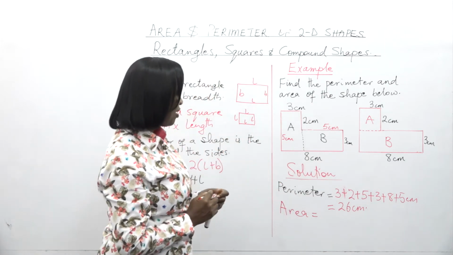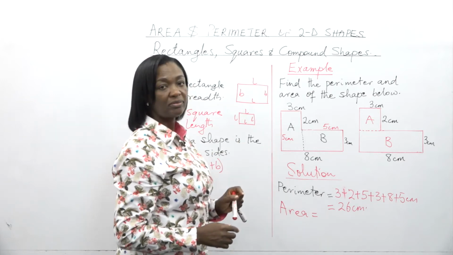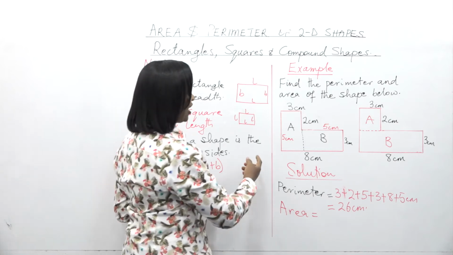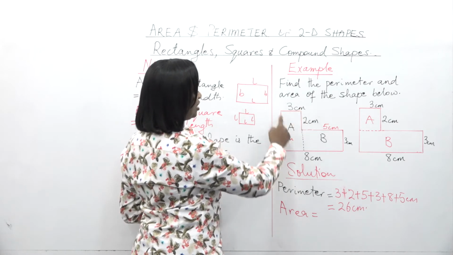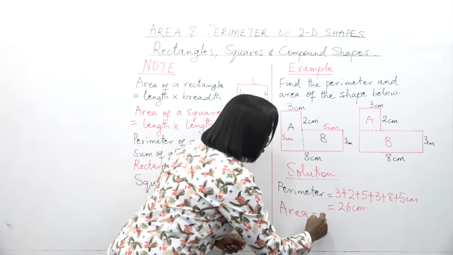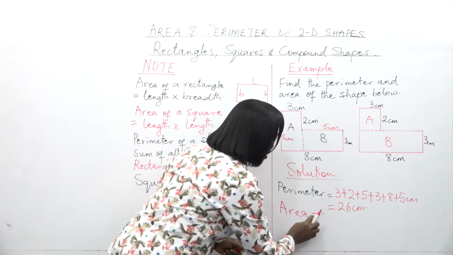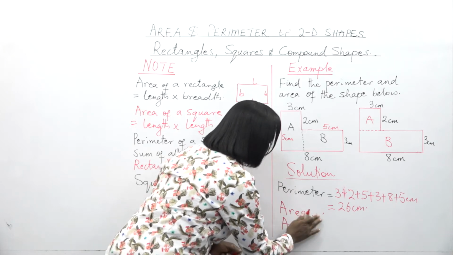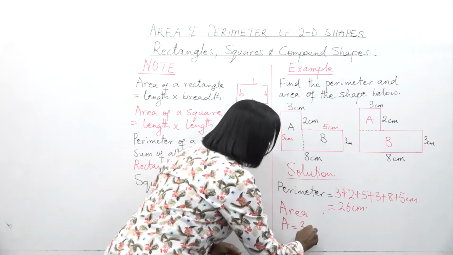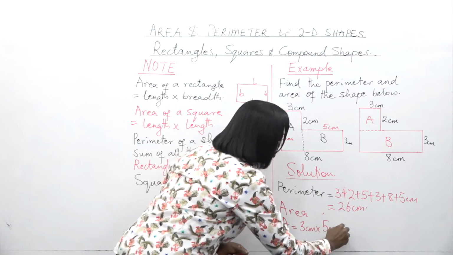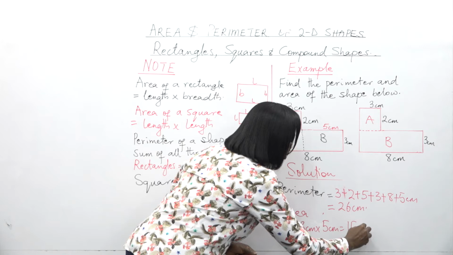So to find the area of A, find the dimensions of rectangle A. Rectangle A is a rectangle that measures 3 centimeters by 5 centimeters. So the area there is, area of A equals 3 centimeters times 5 centimeters, which is equal to 15 centimeters.